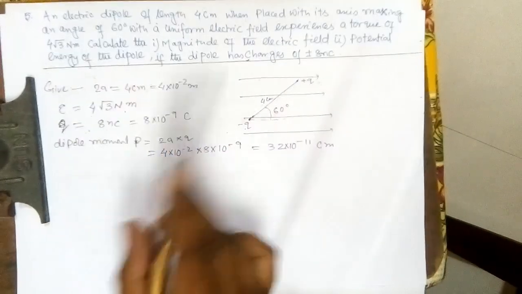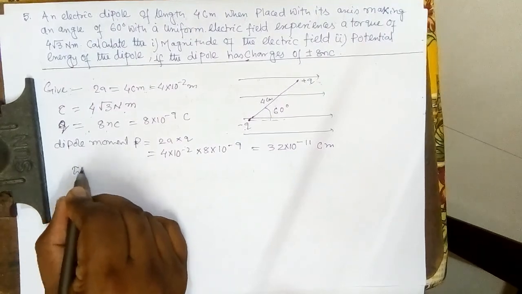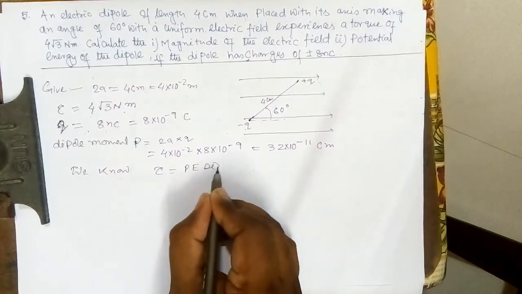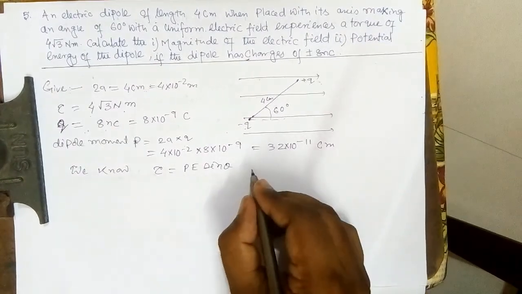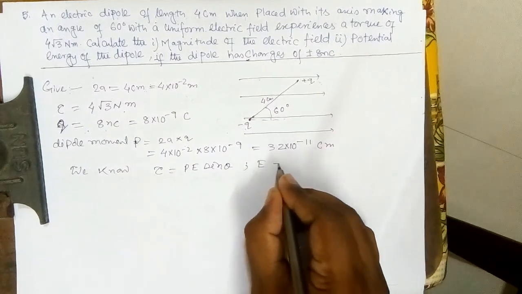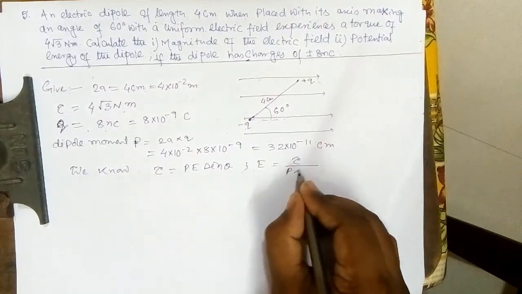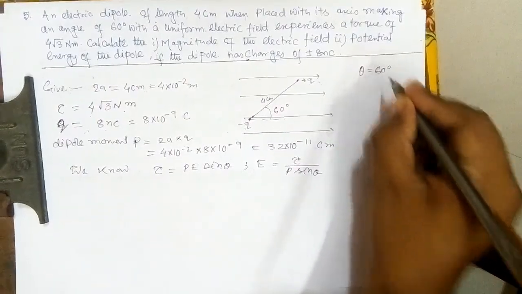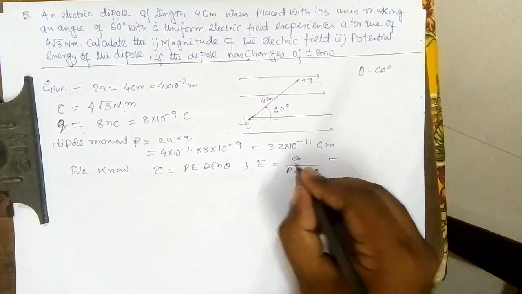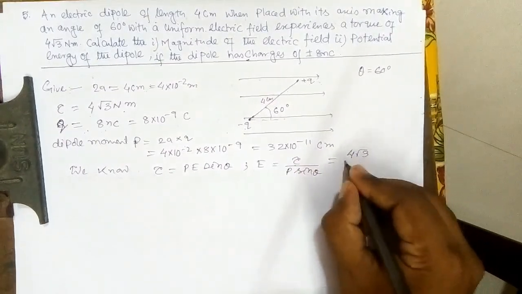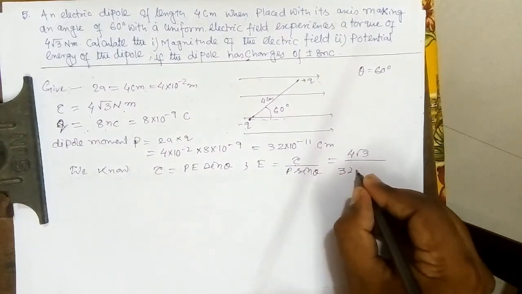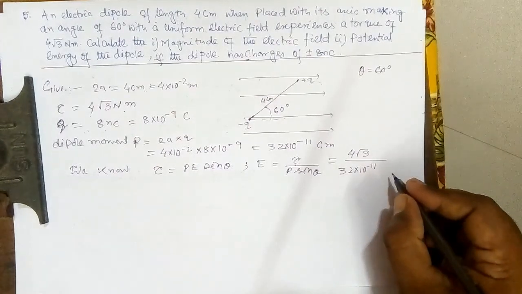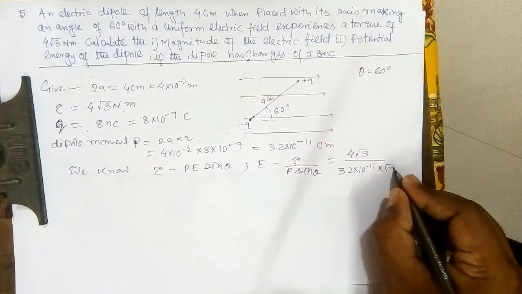We have to find the magnitude of electric field. We know that tau equals P E sine theta. So we have to find E. E equals tau by P sine theta. See, everything is given. Theta is already given, 60 degree. So put tau equals 4 root 3, P equals 32 into 10 to the power minus 11, and sine theta means sine 60 degree, which is root 3 by 2.